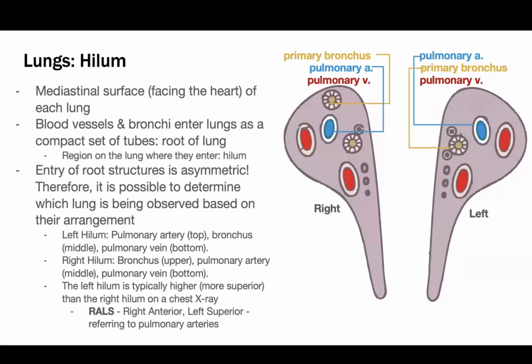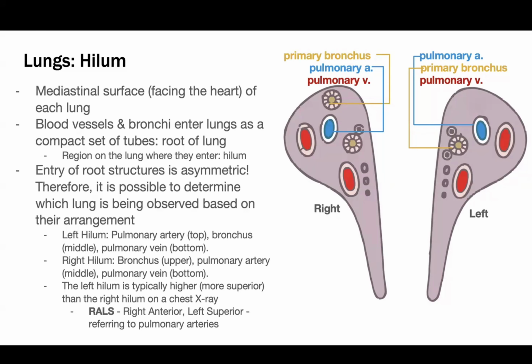The hilum is where the root of the lung enters. This compact set of tubes, including the primary bronchus, the pulmonary artery, and the pulmonary veins, are kind of like a cord called the root. Now, the space on the lung where they enter is the hilum. You can think about it as kind of like a plug and an outlet on the wall. The plug's going to be the root of the lung, and the outlet on the wall is the hilum.